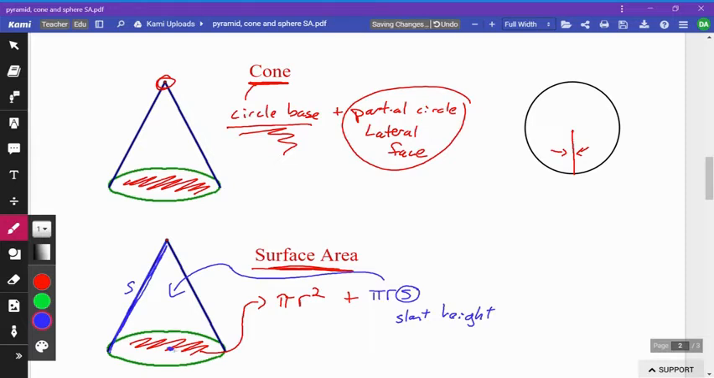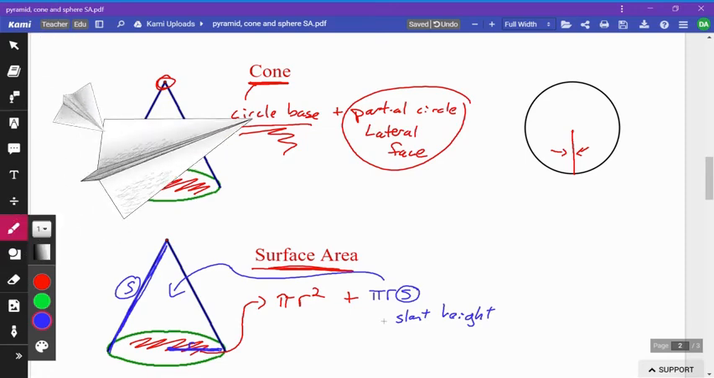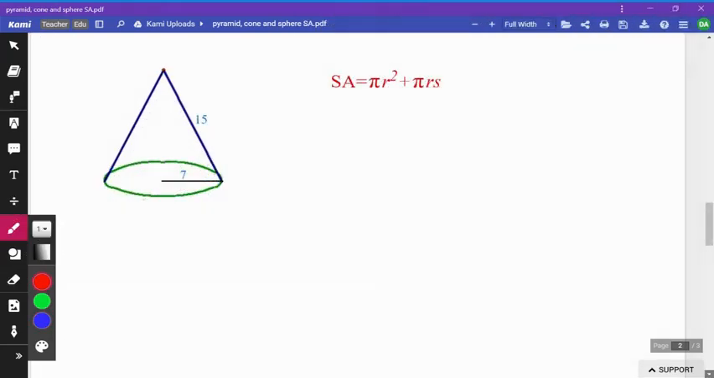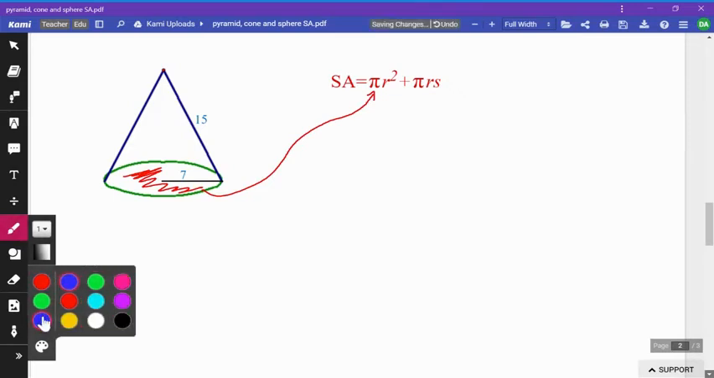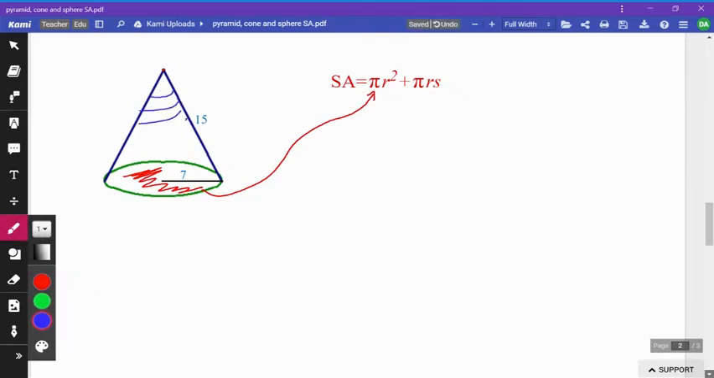So I need 2 measurements. I need the radius of the cone, and I also need the slant height of the cone, and that will be what I use to calculate the surface area. So in this example, let's find the area of this cone. Now remember, the cone is broken up into a couple parts. I have this base, which is going to be the pi r squared part of the equation, and then I have this part of the cone right here that goes all the way around, and that's going to be the pi rs part of the equation.